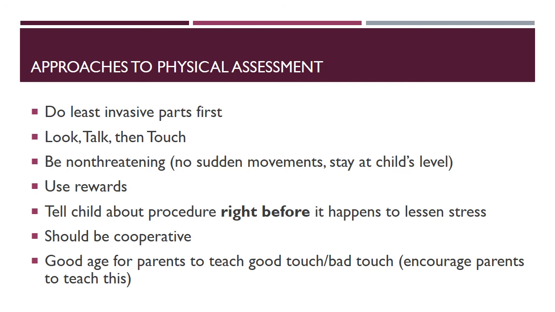This group should also be more cooperative than the other. The older they get, they have more understanding and more comfort, but not always, but they should be more cooperative. And then you want to tell the parents that if they haven't already, teach them about good touch and bad touch, especially since now they're becoming more private with things that are going on in their body, things like that. But the younger you can teach good touch, bad touch, the better.